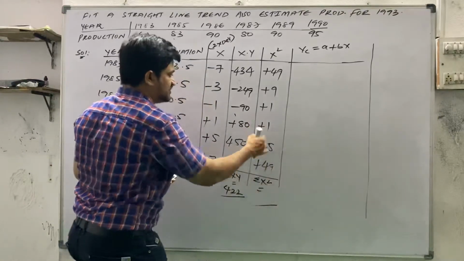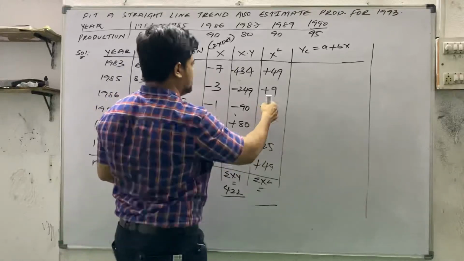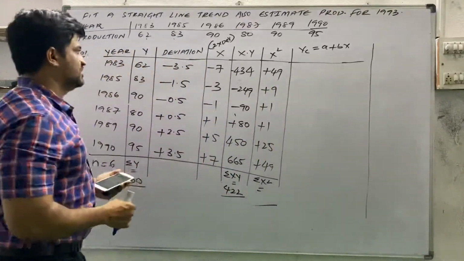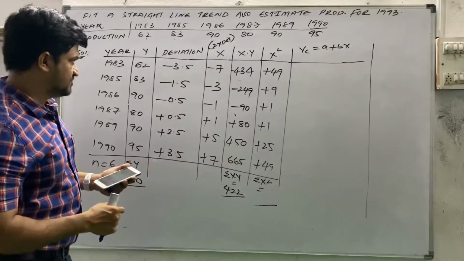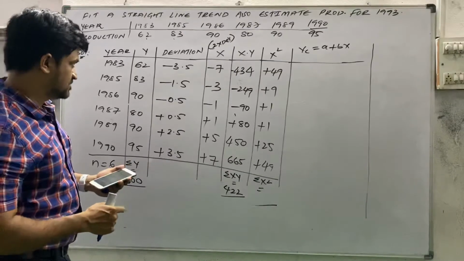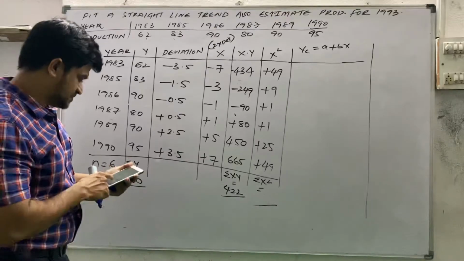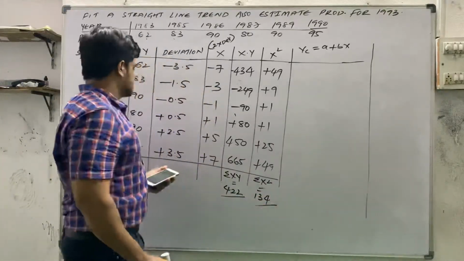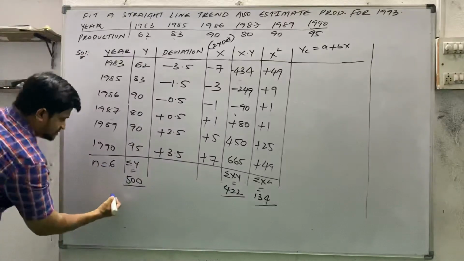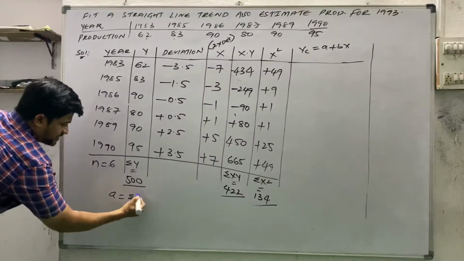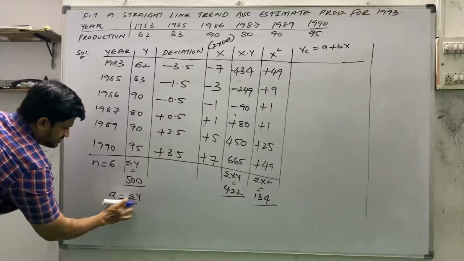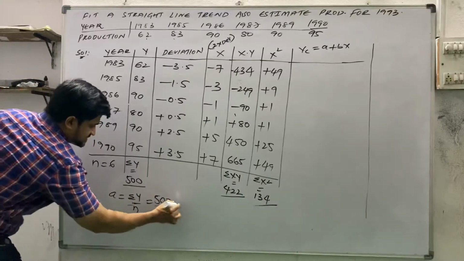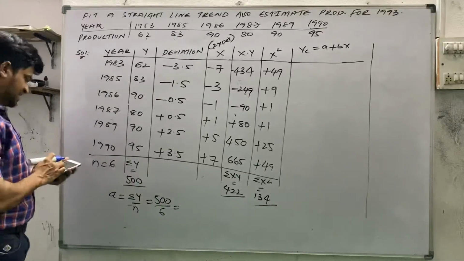Summation of all this: 50, 60, 75, 76, 85, 94 and 40, 134. Now A equals, you should remember the formula for A, sigma y divided by n, 500 divided by 6. Now 500 we have divided by 6.